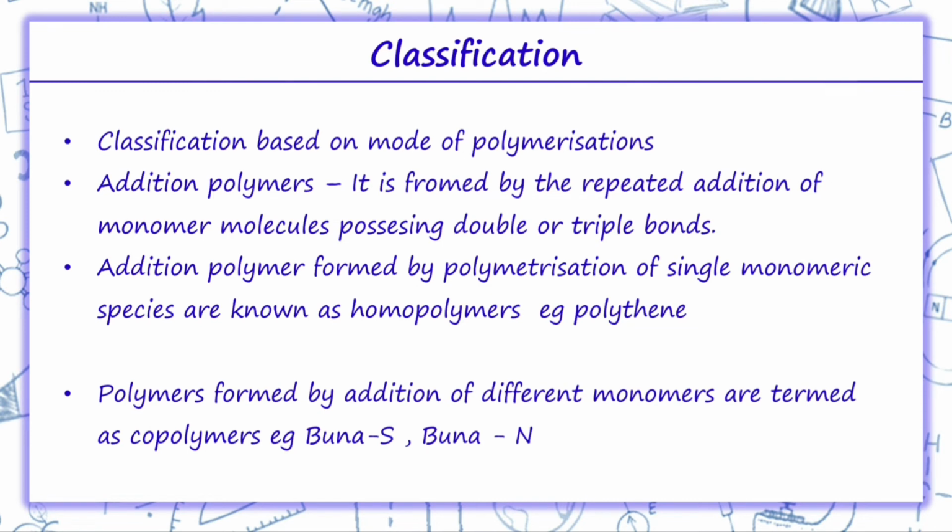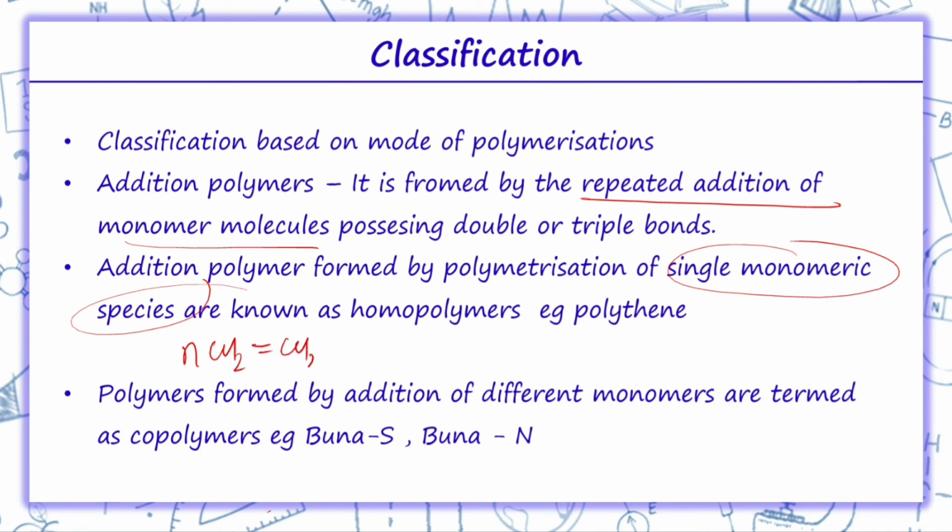Moving on to the classification based on mode of polymerization. First is addition polymerization, which is formed by repeated addition of monomeric units. Now this addition can be of a single monomeric species of the same kind, like when same ethene molecules are joined together and they form polythene. So this is an example of addition polymerization. Here a single monomeric species polymerizes to form a polymer.